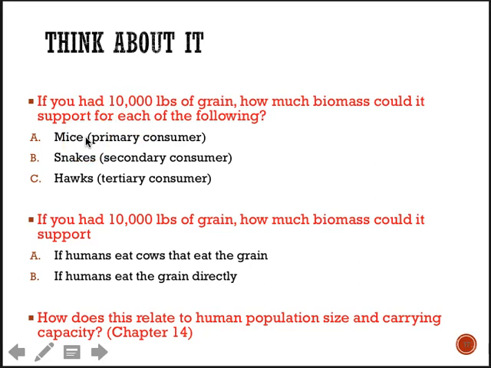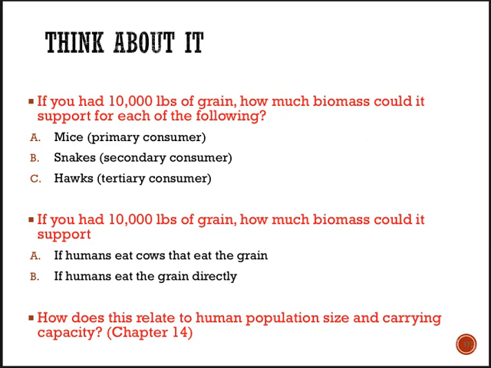Of course, mice are eaten by snakes, and so this same 10,000 pounds of grain that gives you 1,000 pounds of mice is only going to give you 100 pounds of snake. And it's only going to give you 10 pounds of hawk. So that's, again, just following the logic of this 10% rule. We can use this information to start thinking about what we were talking about in chapter 14, which is carrying capacity.